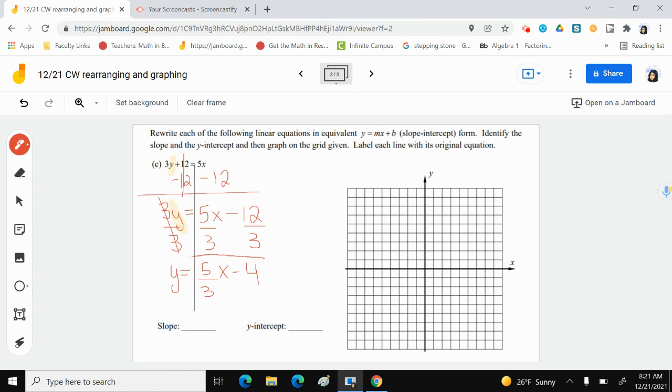Now that y is alone, I'm ready to graph this equation. Going to identify the two key pieces. So my starting point is negative 4. My slope is 5/3. Let's go to the y-axis. Let's go to negative 4. Put a point. Now our slope is a positive 5 over a positive 3.